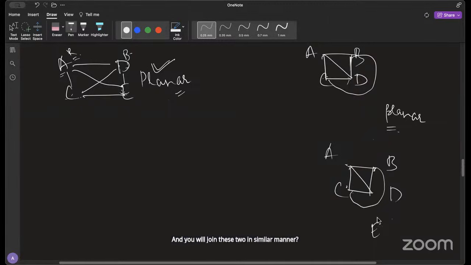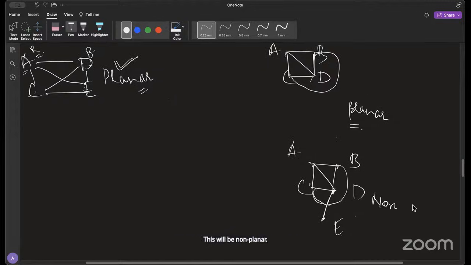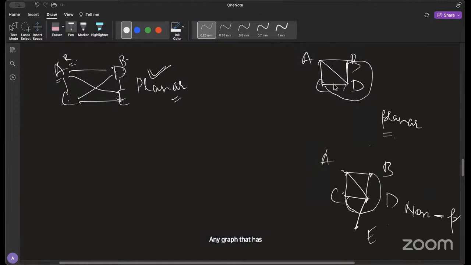And E needs to be joined to every other vertex, right? Now, for E to join to D, this will have to cross this edge, I guess. There's no other way possible for this to be an edge in this graph. There have to be edges crossing each other. This will be non-planar. That means any graph with 4 vertices, we've just proved it here, is planar only.